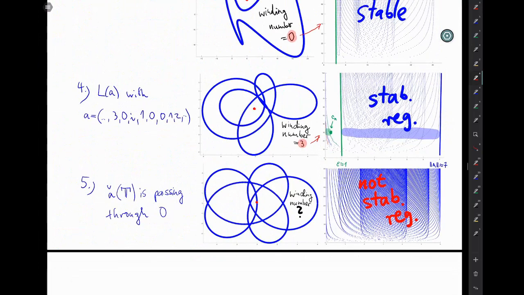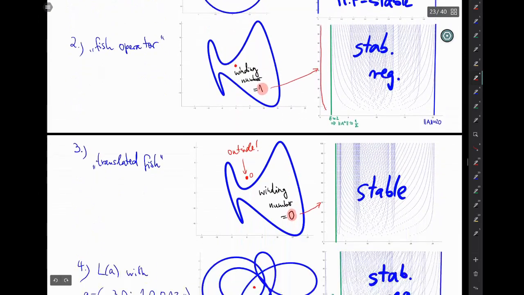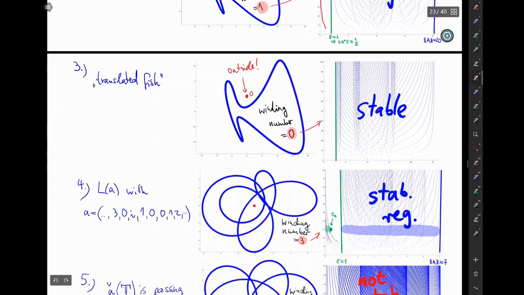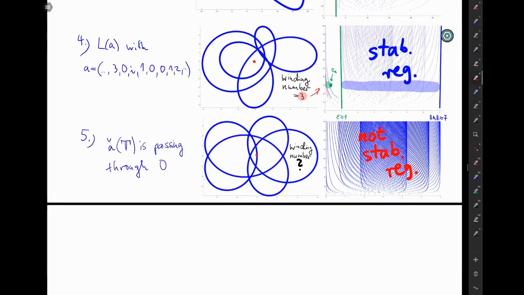Okay, I think that was enough examples. We had a stable one, a more Penrose stable one, 2 stably regularizable ones, and a last one that wasn't even that good.